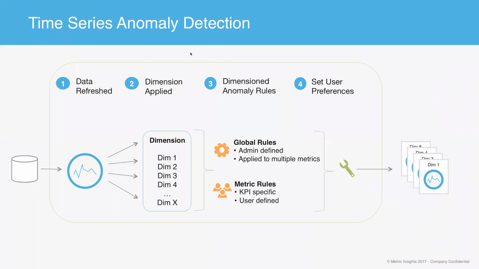So why is that important? It allows us to then set up the concept of time series anomaly detection on those metrics. So let's look at how that works.